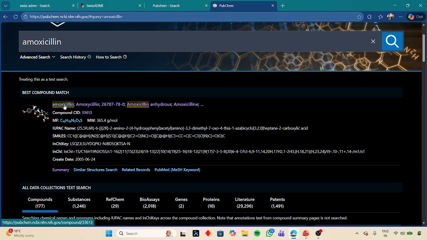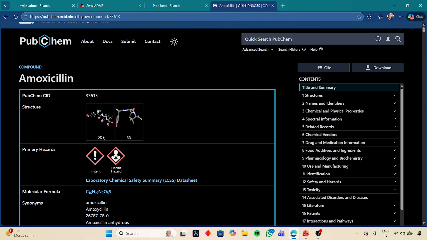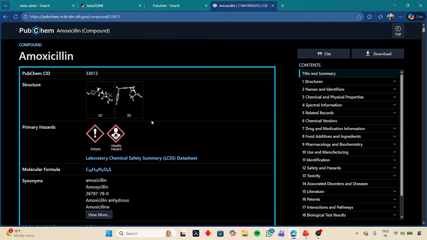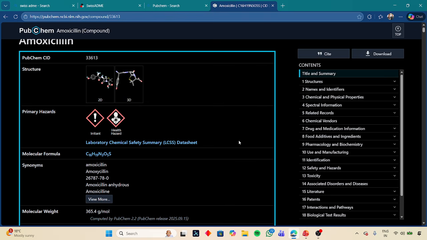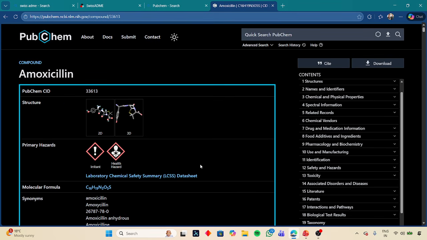Now click on amoxicillin and you can find the 2D and 3D structures of the drug molecule. This PubChem database is just like heaven for chemistry students, because in PubChem you can find all the information of a drug molecule, starting from the lab hazards to the spectral information. As we are opening PubChem, let me simply demonstrate it as well.